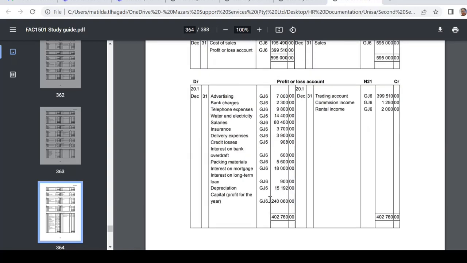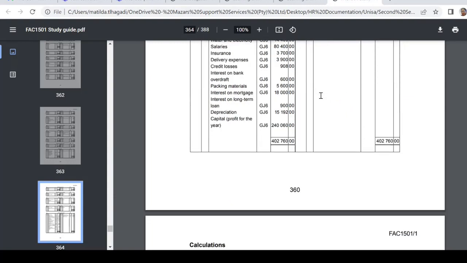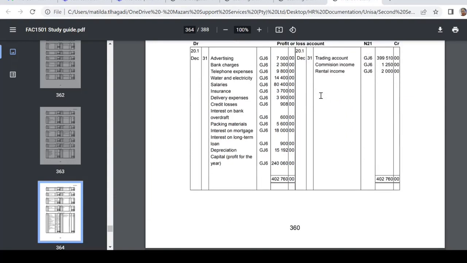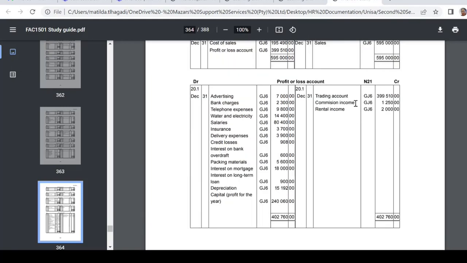So can you see where this balance is coming from? This is going to the capital account. Can you see? Yes, I see. So is this a profit or a loss? Profit. This is a profit. Why are we saying it's a profit? Because the credit side is bigger than the debit side.